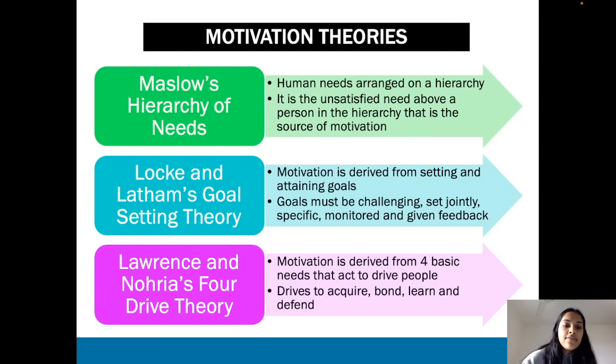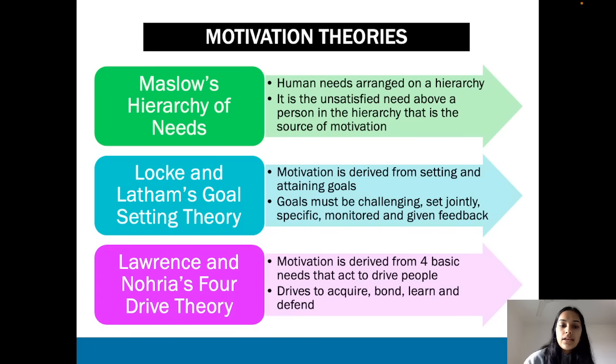So we have learned about the three motivation theories. So with Maslow's hierarchy of needs, this is where human needs are arranged on a hierarchy. So they have to be completed in a sequential order. And so it is the unsatisfied need above a person in the hierarchy that is the source of motivation. So you can't just try and satisfy your self-actualization needs at the top of the hierarchy. You have to complete them all in sequential order. So just ensuring that the business understands that. That's a key principle of this theory. So it's important that you mention that in your answer when you're talking about this motivation theory.